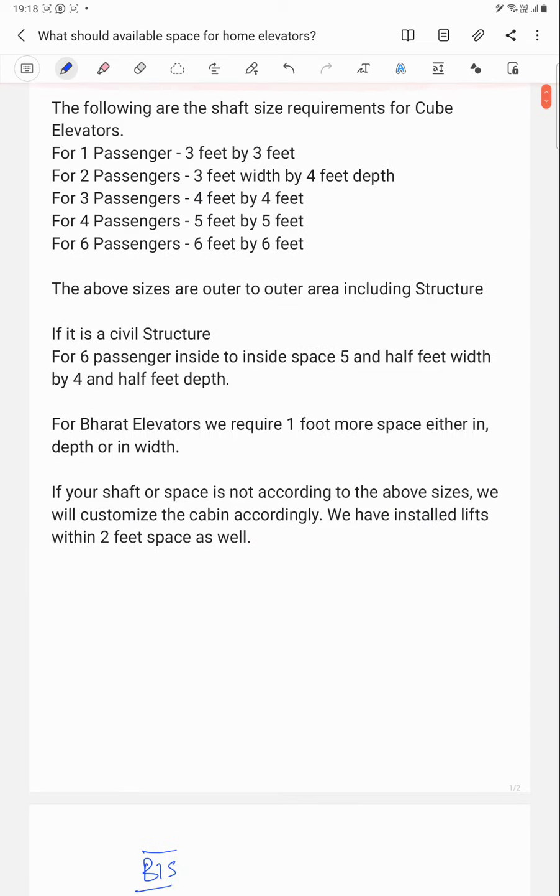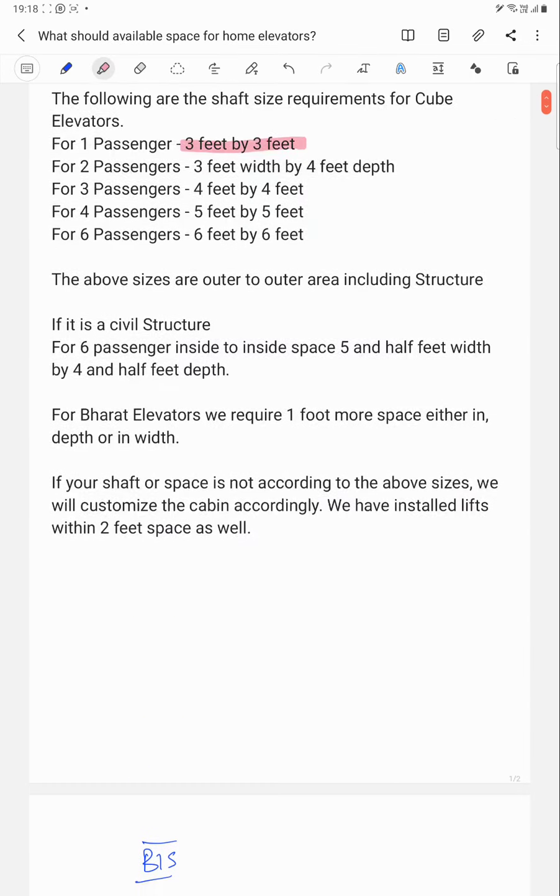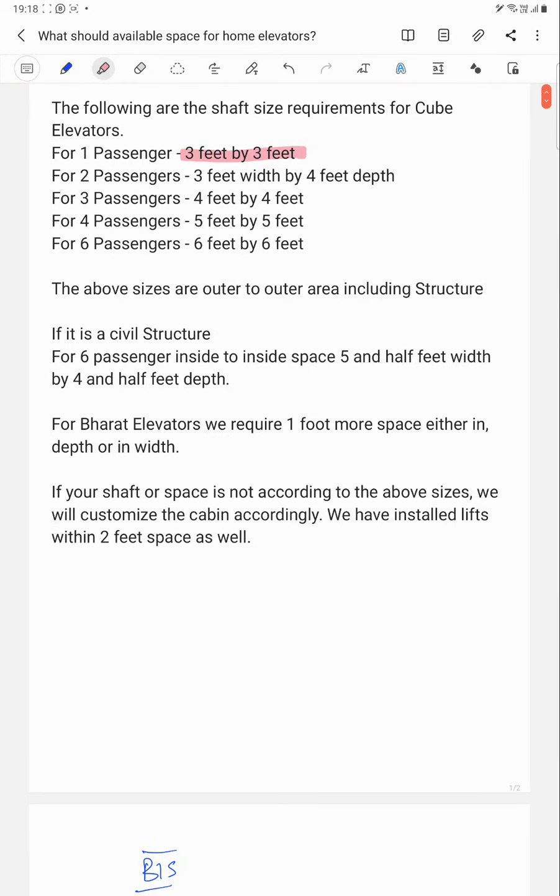The standards we are asking to install a Cube elevator are: if you provide 3 feet by 3 feet, we can install a single passenger elevator. 3 feet by 4 feet, 2 passenger. 4 feet by 4 feet, 3 passenger. 5 feet by 5 feet, 4 passenger. And 6 feet by 6 feet for 6 passenger. This includes the structure also.